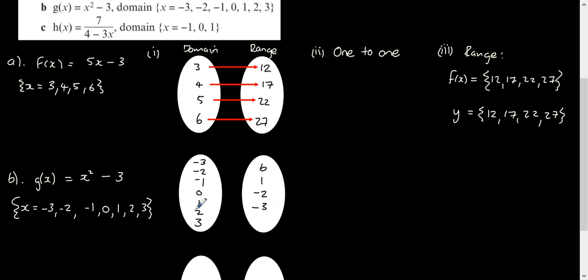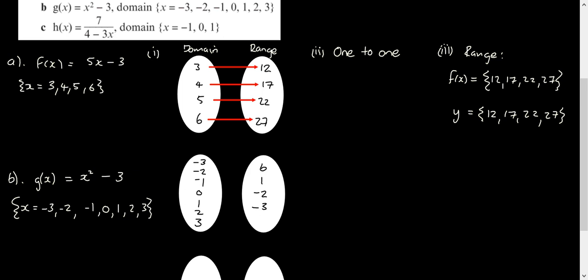Now something interesting happens. When we substitute 1 into the function, 1 squared is 1, minus 3 is minus 2. That's already there. 2, substitute into the function, 2 squared is 4, minus 3 is 1. It's already there. And 3 squared is 9, minus 3 is 6, and that one's already there. So we can see that the act of squaring here has meant that there are fewer elements in the range than there are in the domain.